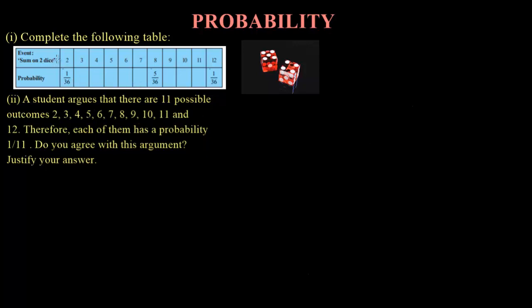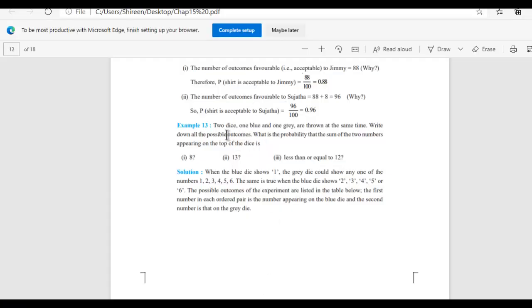So here in this question, they are asking you to complete the table. This is the continuation of the question, Example 13. Let me just show you that question. You can observe here, two dice, one blue and one gray, are thrown at the same time. There are two dice that have been thrown, and they are asking you to write down all the possible outcomes, and to find the probability that the sum of the two numbers appearing on the top face of the dice is 8, 13 and equal to 12.